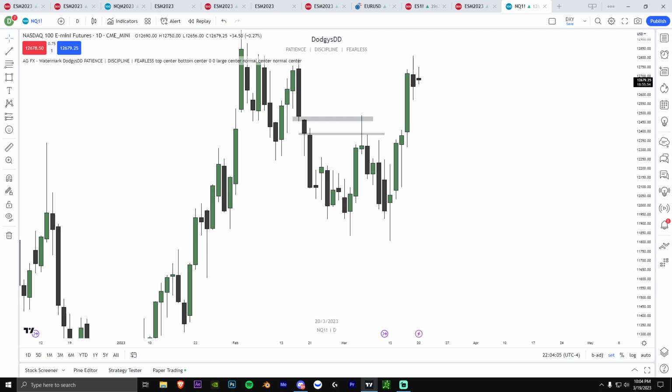Does anyone have any questions? Would this be a failed SIB or inverse fair value gap? Yes, that would. I would love that. I would use that. And also, that would be a breaker above if we broke through that.